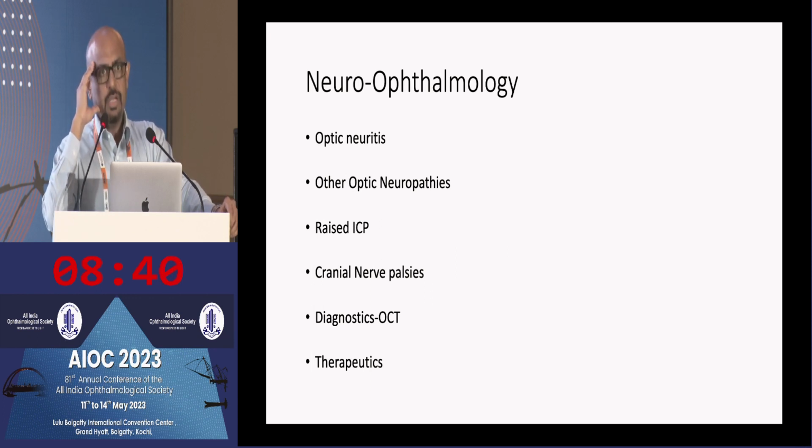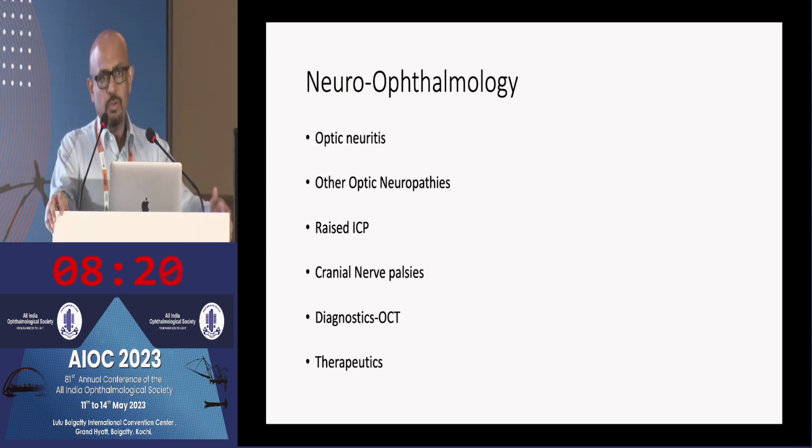The real change which has happened with the newer knowledge has been in the field of optic neuritis. The way we look at optic neuritis and the way we treat optic neuritis is quite different in the last 4-5 years, and we have understood more about this disease in the last 4-5 years than in the previous century.